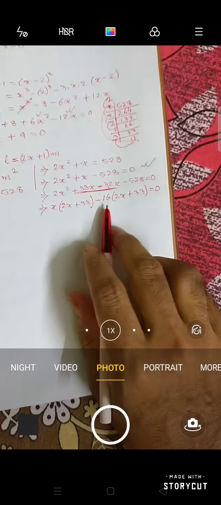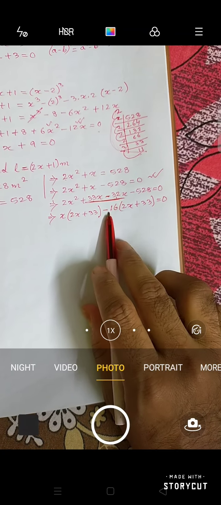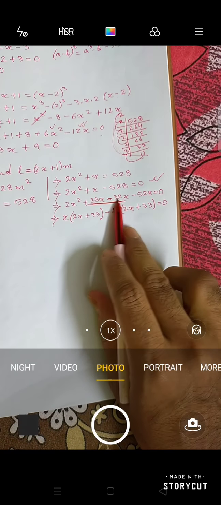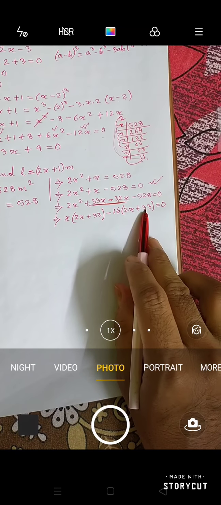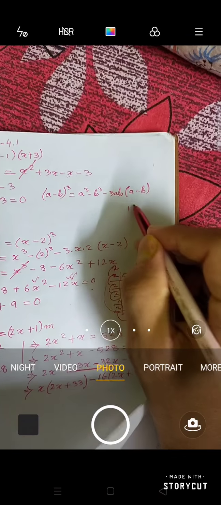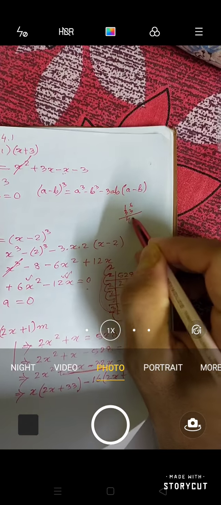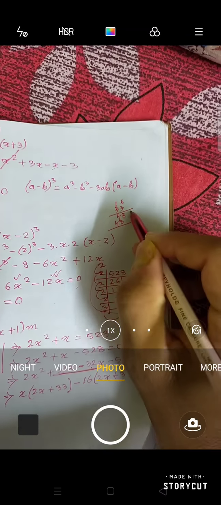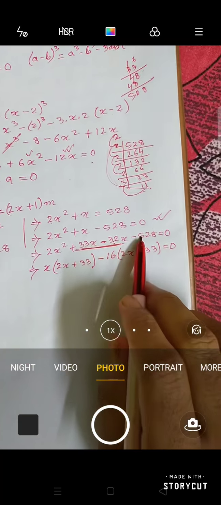Now, if you multiply, you will get this only. Just see, this into this, minus 32x. Yes, minus plus is minus 16 into 33. You just multiply 16 and 33. 16, 3 threes are 48 and 48, so you will be having 528. You are having 528 or not?